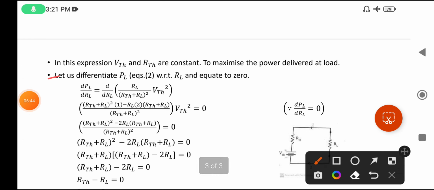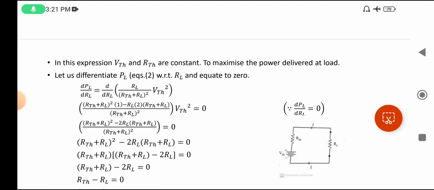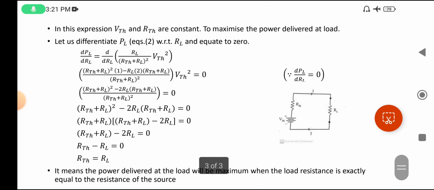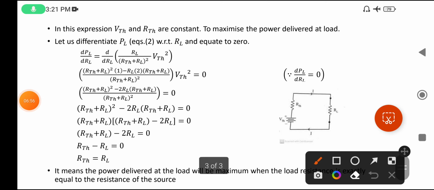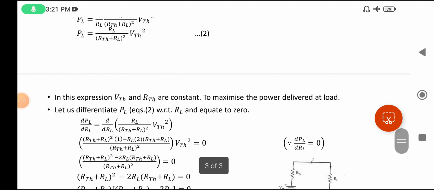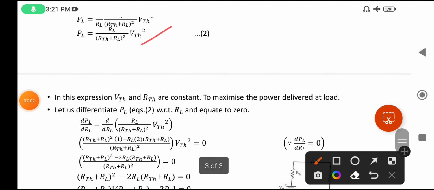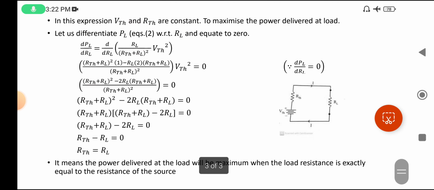Okay, so let us differentiate the power at load, that is equation 2, with respect to RL and set it equal to 0. Equation 2 is this. So this PL I am differentiating, d by dRL, and this side also d by dRL is written to this.